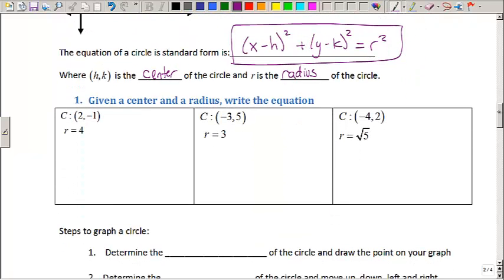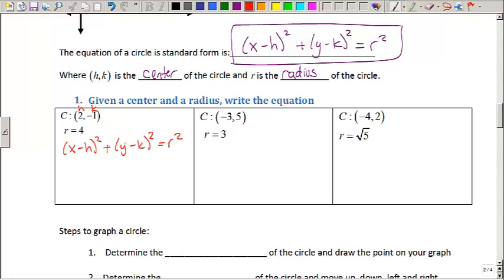There are 3 types of things that we'll be asking you to do. The first is, if I give you a center and a radius, I need you to be able to write the equation. So if I give you my center is 2, -1, you might consider labeling your center h and k. My radius is 4. And all I'm going to do is plug it into my formula. I'm going to rewrite the formula just so you can see it a little bit closer here.